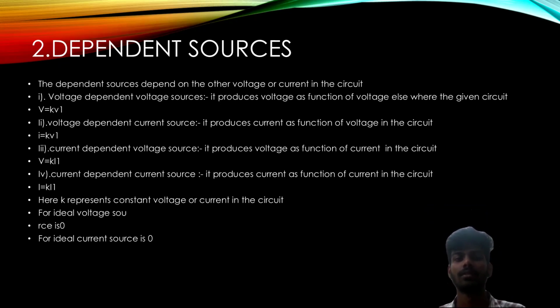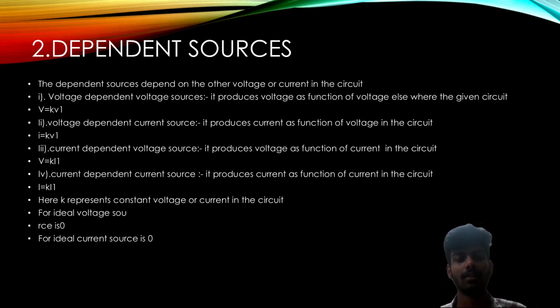V is the dependent voltage and V1 is the other voltage. V equals K into V1. Voltage dependent current source. It produces current as a function of voltage in the circuit. If another voltage is present in the circuit, the current which it produces depends on that voltage. I equals K into V1, where V1 is the other voltage.